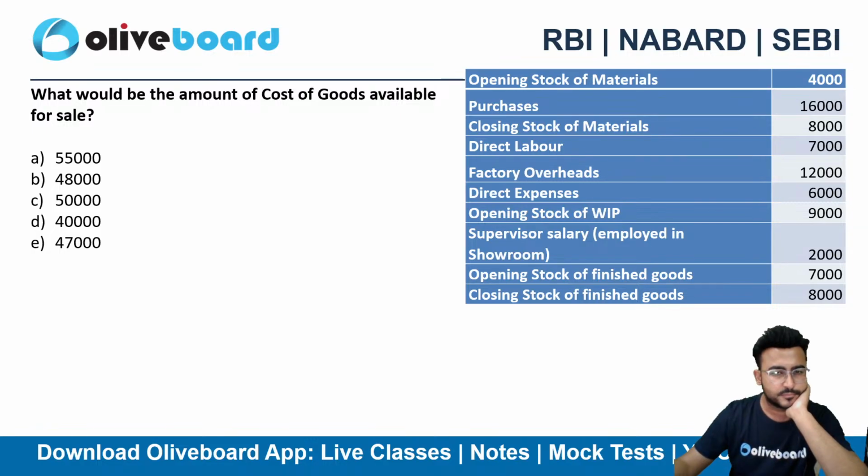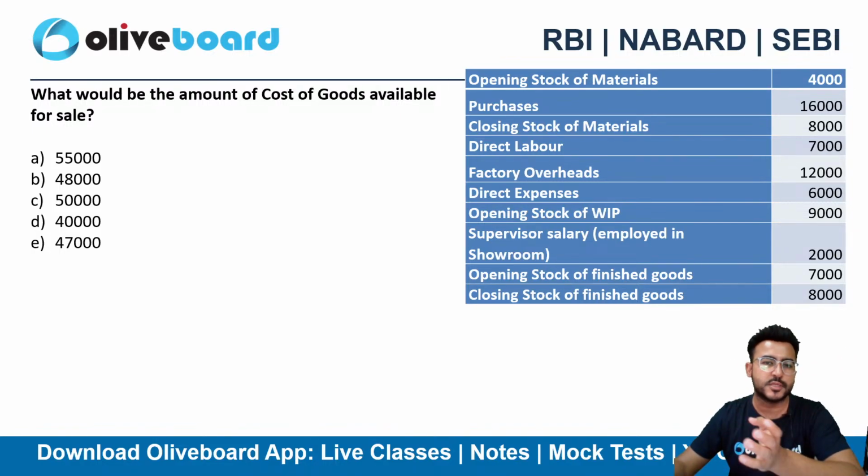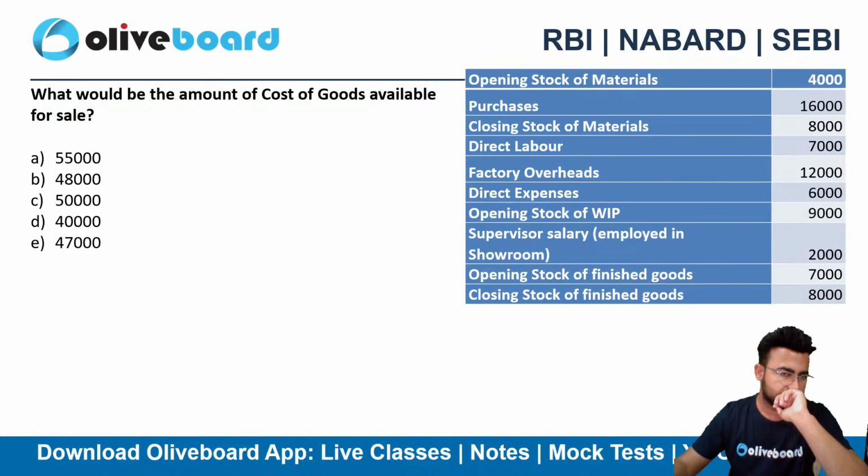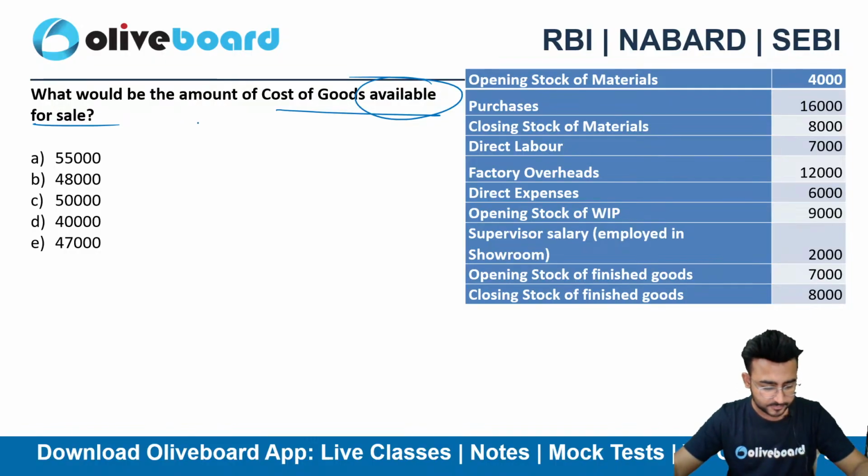Next question. What would be the amount of cost of goods which is available for sale? Available for sale.